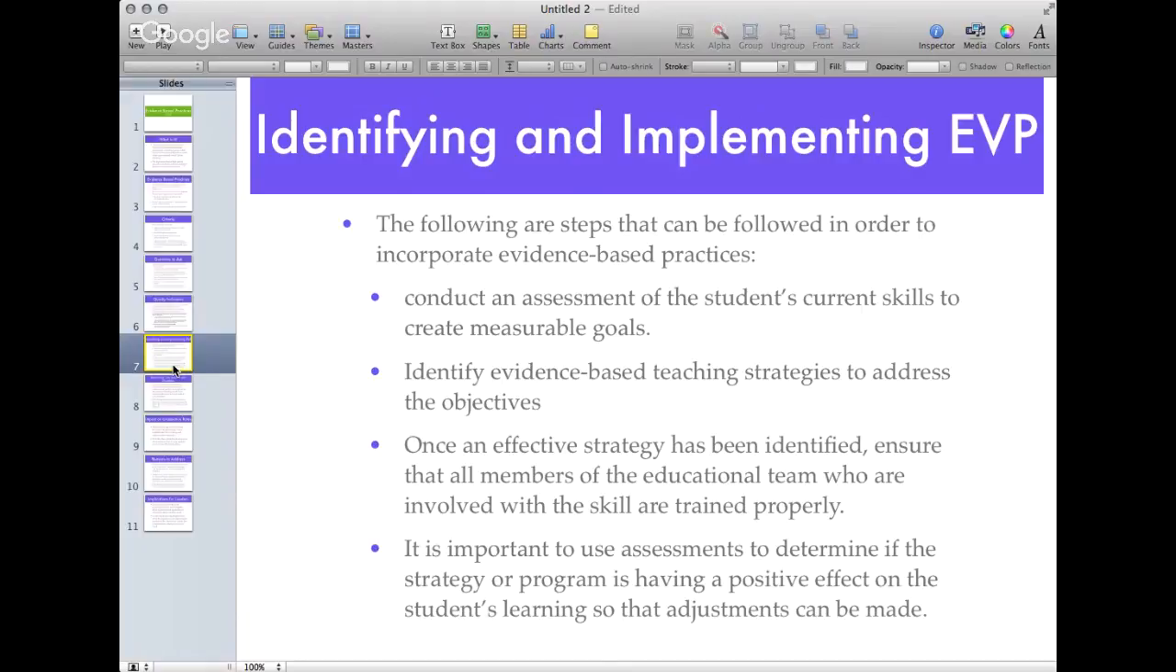It is important to use assessments to determine if the strategy or program is having a positive effect on the student's learning so that adjustments can be made. That is really important as well, the data collection and making sure that you are moving in a positive direction with the student's learning. You don't want to be implementing a strategy that is not having a positive effect on the student.